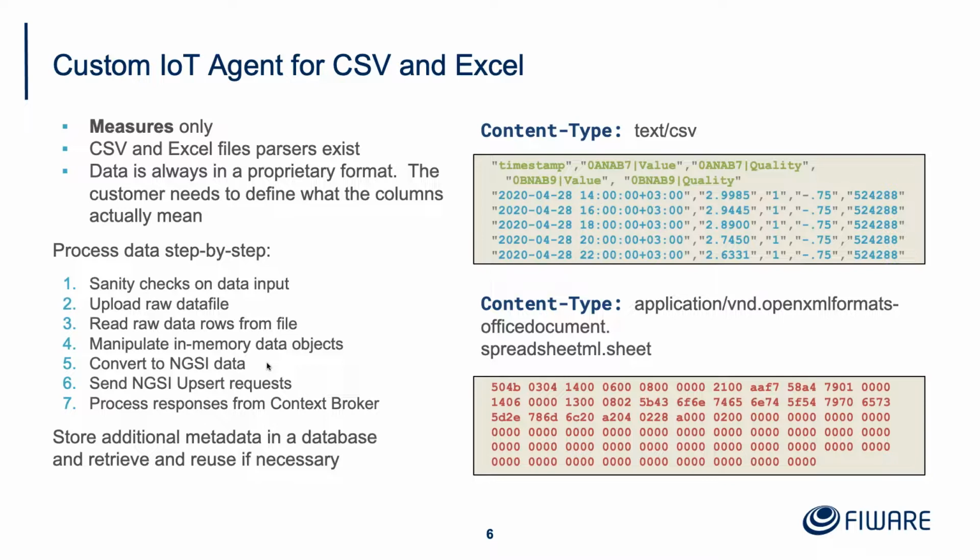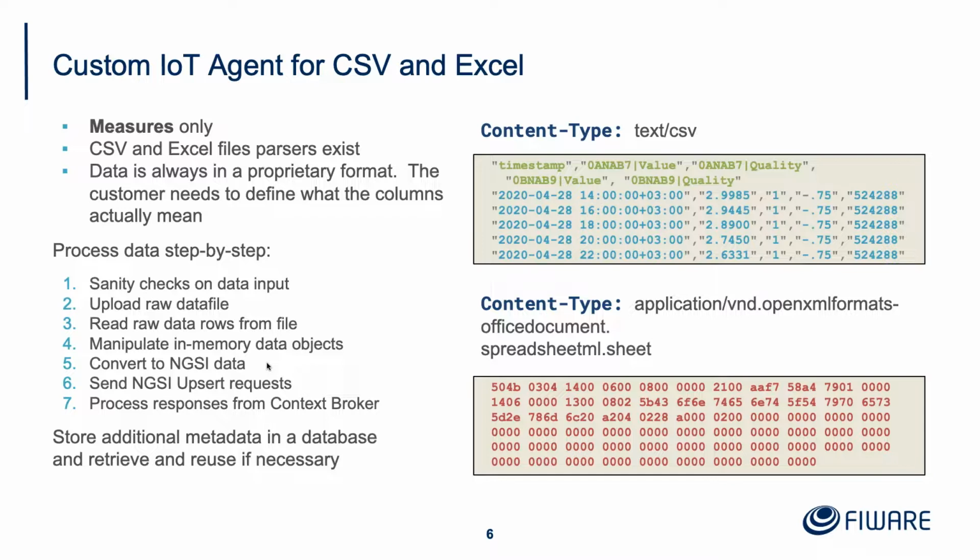Now, the process, fortunately, is common. So it doesn't matter what your payload is, you're going to have to go through these steps. Sanity checks on data input. In this particular case, is it a text file? Is it a CSV file? Is it the right format?